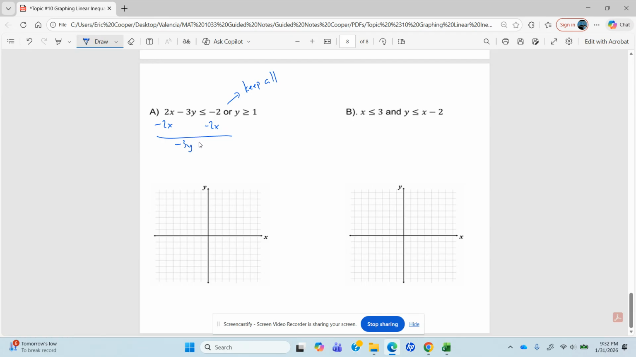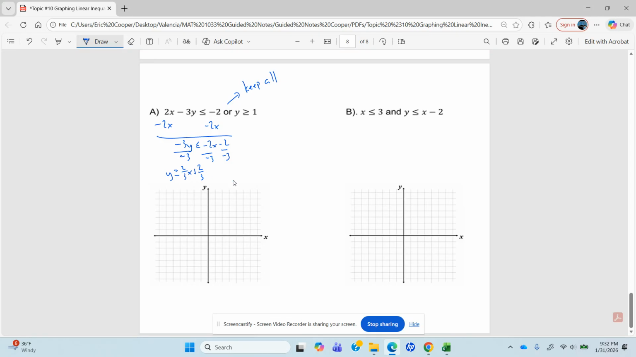Negative 3y is less than or equal to negative 2x minus 2. And I'll divide everything by negative 3. Remembering that if I divide by a negative, the sign is going to flip. So y is greater than or equal to, because this was less than or equal to, so we'll call it greater than or equal to. Negative divided by negative makes this a positive 2/3 x. Same thing here, a positive 2/3.